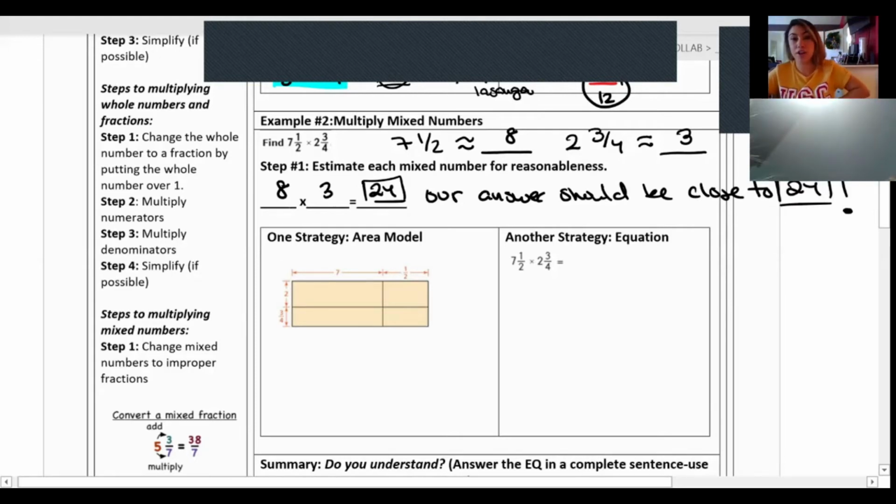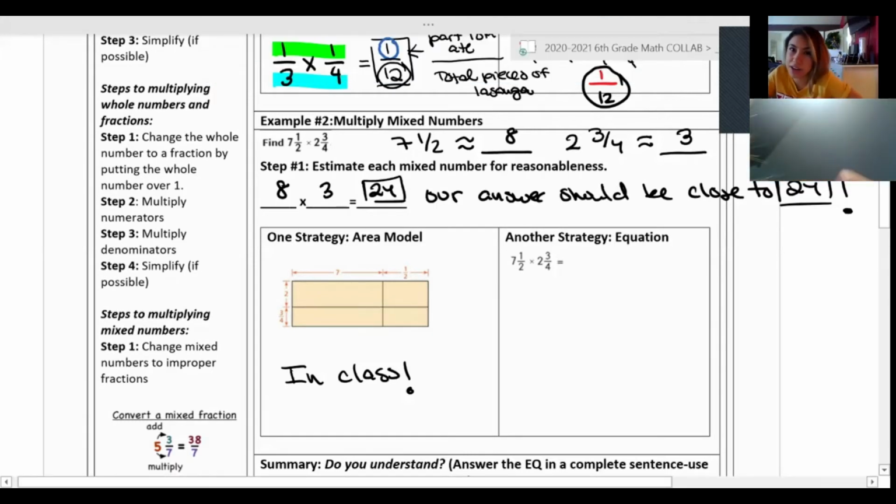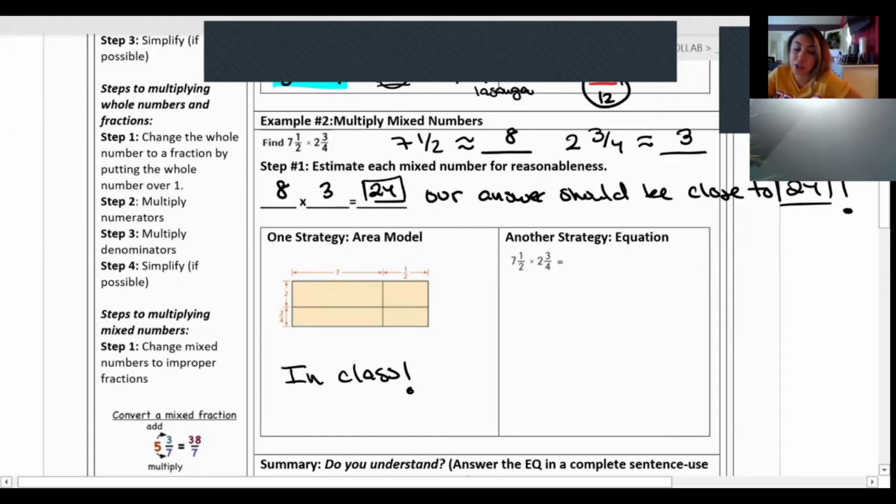All right, you guys, so we're going to do our first strategy of our area model. We're going to do that together when we are in class together, all right? So we don't want to confuse anybody, so we just want to jump into our equation strategy. So now let's turn our mixed numbers into improper fractions, right? And an improper fraction is when the numerator is larger than the denominator.